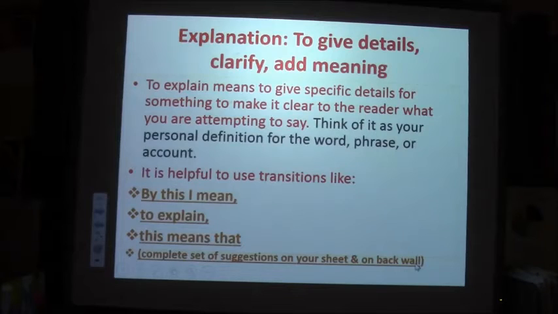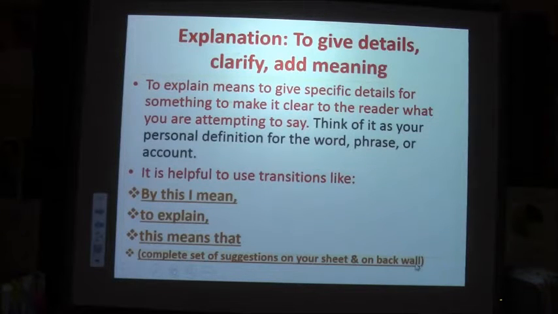So, the explanation is to give details, to clarify, to add meaning. That's why I tell my students it's a personal definition based off the idea of add meaning. They seem to catch it when you say, what do you mean personally when you say that? So you can think about it as, like I said, a personal definition. You're attempting to make an idea, your point from your topic sentence, clear to them. When we say clear, we as writers mean beyond the shadow of a doubt, you now know what I'm talking about, what I said in my topic sentence.